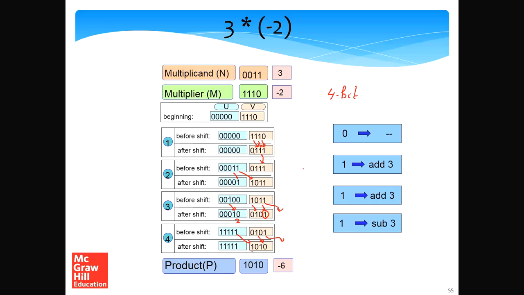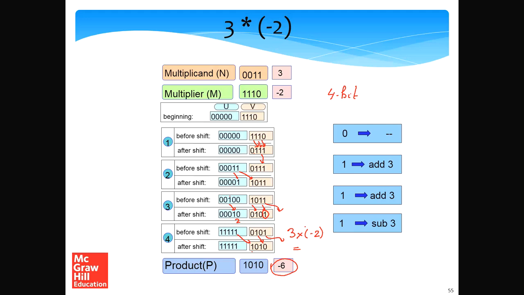And in the 4-bit number system, 10 is the same as minus 6. Did we expect that? Of course we did. 3 times minus 2 is equal to minus 6. So there you go. Lo and behold, it works. And it works fantastically well.